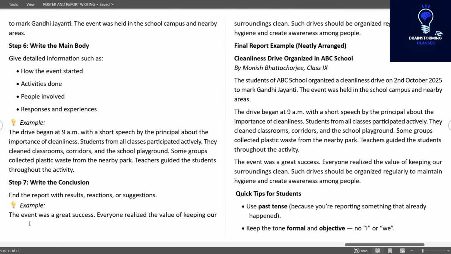So what you did is, you said that it is a great success. This is something that you have to write in every report. Whether it is a great success or not, you still have to write that it is a great success, and everyone realized the value.